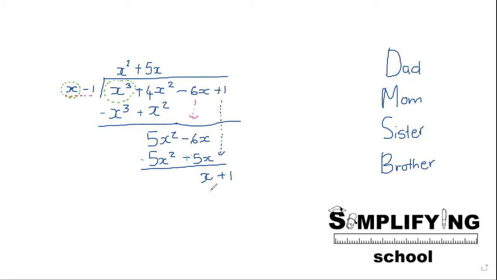Right. So now I start all over again. So I say x divided by x, we know is 1. 1 times x is x. 1 times negative 1 is negative 1. We subtract. When we subtract, it's basically changing the signs here and adding. So we've got x minus x, which is 0. 1 plus 1 is 2. So our remainder will be 2.